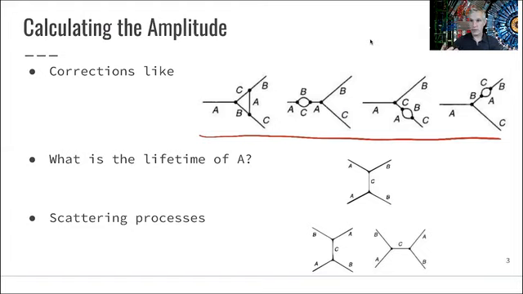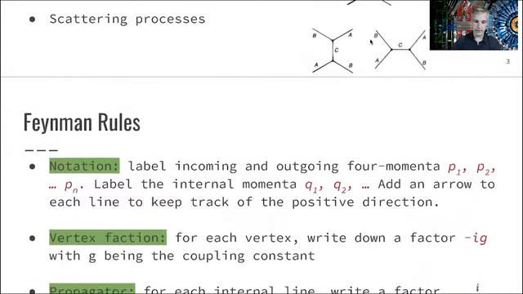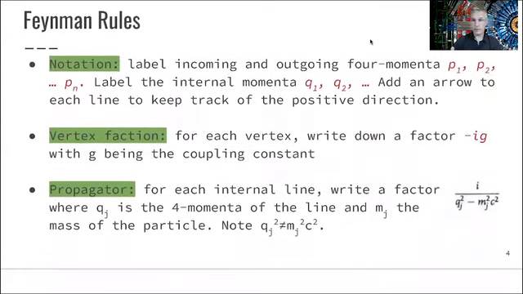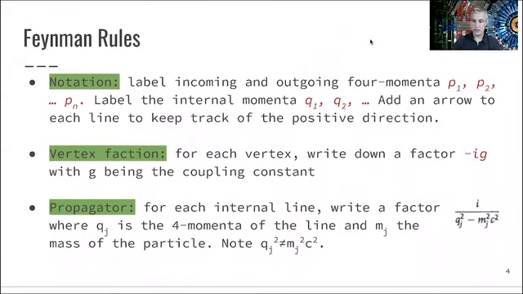In this lecture, we go through the recipe, and then later on, we'll see how we actually apply this. So let's look at this recipe. The recipe has a number of steps, and the key is to just follow those steps in order to get to the desired result. The first step is to label incoming and outgoing four-momenta of particles. So we label them with p1, p2, and up to pn.